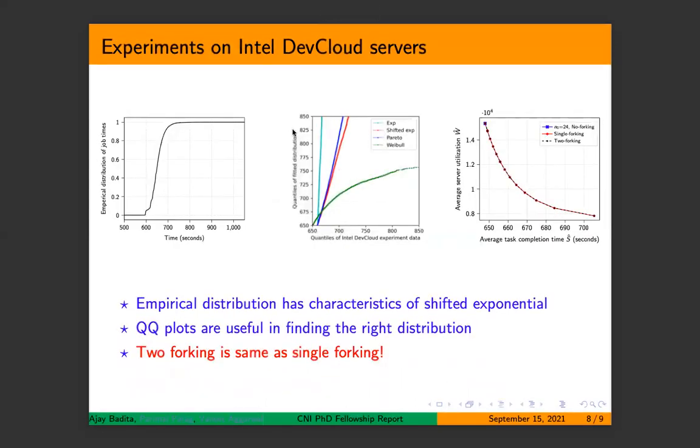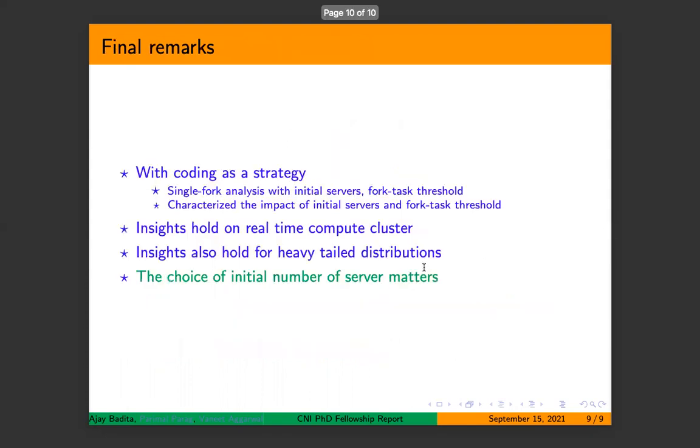We implemented this setup on the Intel DevCloud compute cluster. We observed that the empirical distribution of subtask execution times at each node has the characteristics of a shifted exponential distribution. Using quantile plots, we verified that the shifted exponential is a good fit for the empirical distribution of execution times. We empirically verified that the performance of two forking is the same as that of single forking.